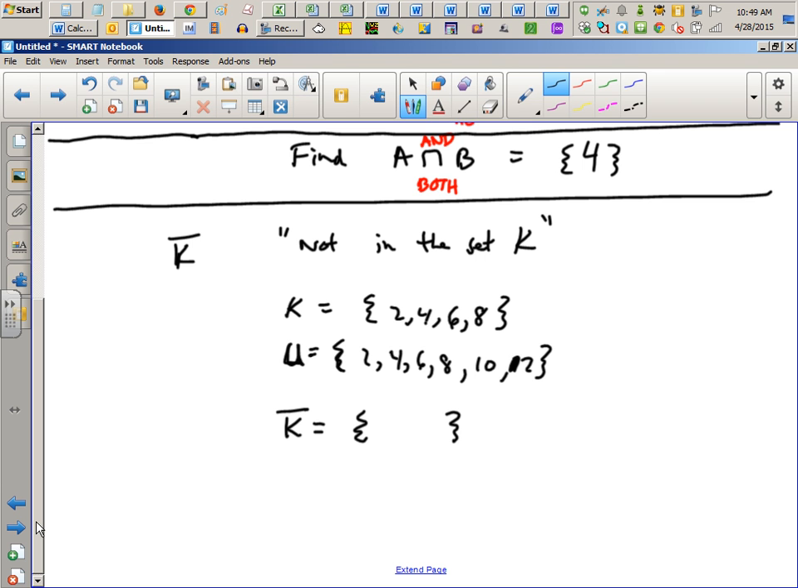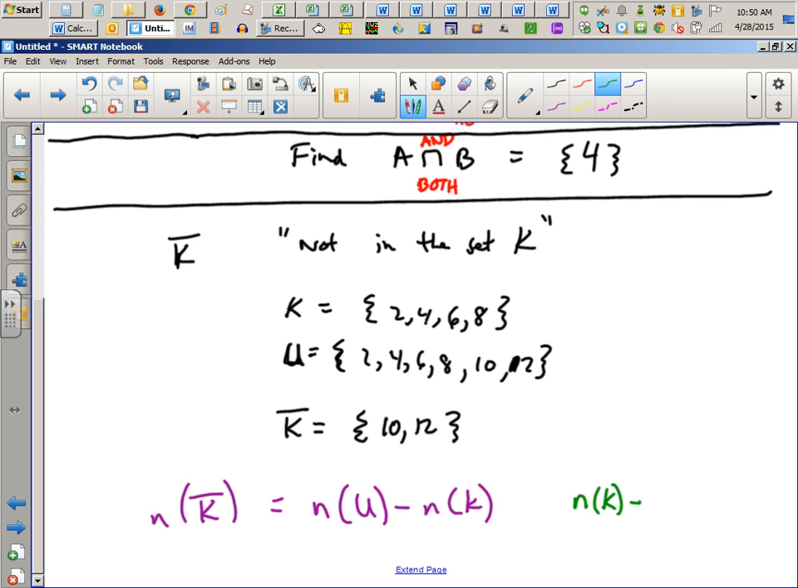Now, what does K not have? It doesn't have a 10, doesn't have a 12. So that's called the not K set. Notice that whenever you have not K, the number of elements in that is the number of elements in the universe minus the number of elements in K. Or another way to write that would be this: the number of elements that are in a set plus the number of elements that are not in a set always adds up to all the numbers available to all mankind.